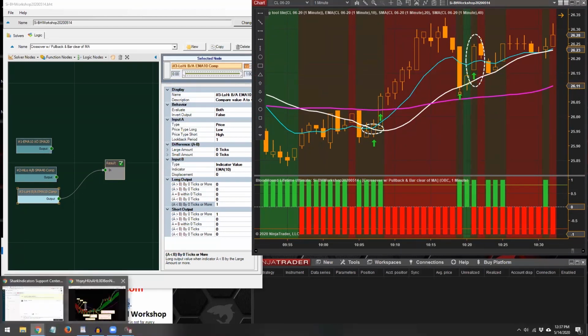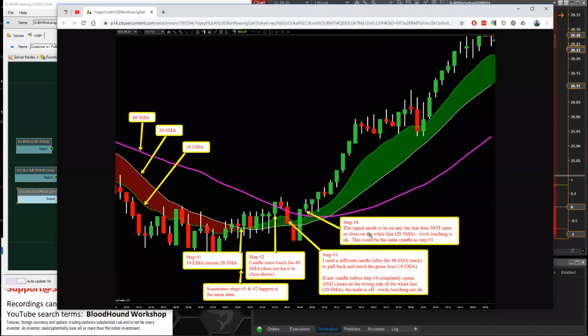All right, next, number 4 here. The signal needs to be on any bar where the open and close aren't below the SMA 20. Remember, the SMA 20 is the white line here. So we just need to make sure that the open and the close are both above the SMA 20, basically is what this is saying.